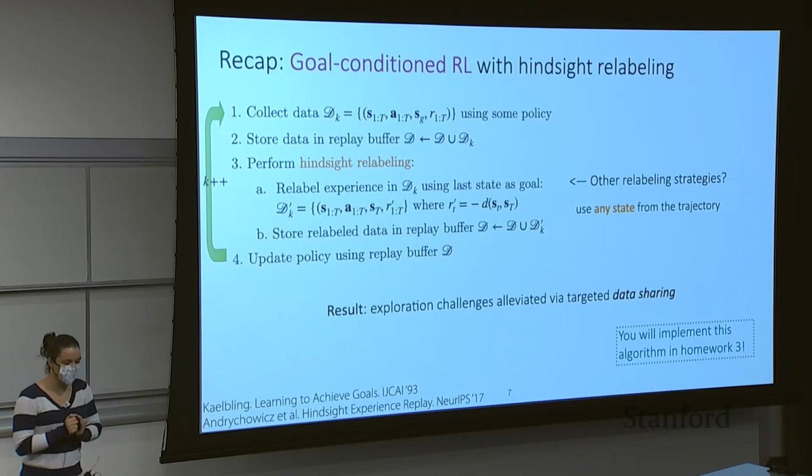Cool. So that was a brief recap of goal-conditioned RL. Any questions on that before we get to model-based RL?